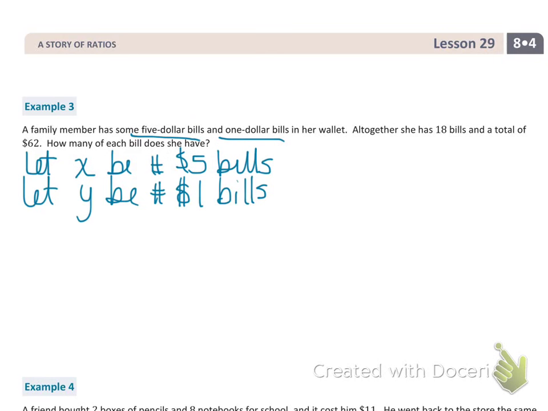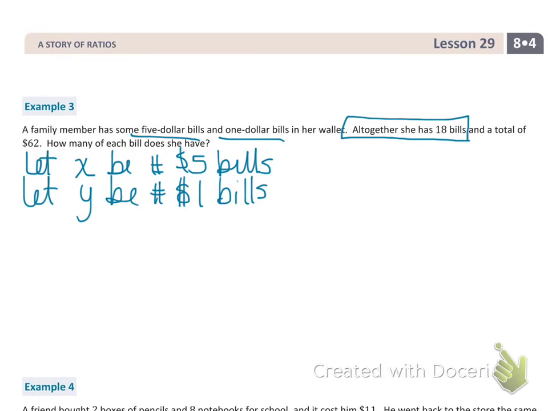Okay, so at this point, when I'm defining my variables, I could have gone either way. I could have let X be the $1 bills and Y be the $5 bills. But since I've defined it this way, I'm going to write my equations accordingly. So it's going to be important now which is X and which is Y. Same was true in the last example.